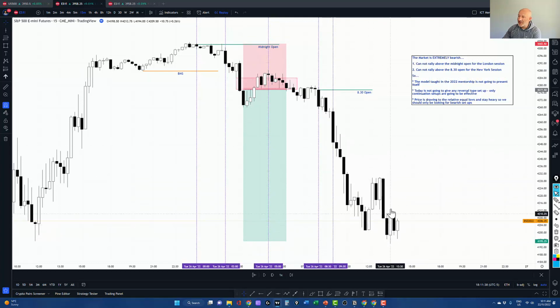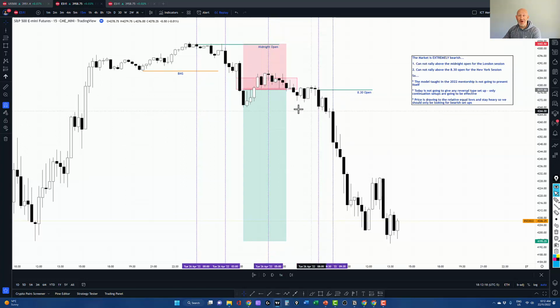It's just continuously falling over the session. We do get a little bit of consolidation here around the lunchtime part of New York before the market starts to trail off again afterwards. And so what this tells us is that the market in this particular session is extremely bearish. We get no due to swing above the midnight open. And then again, when the 8:30 open comes, we don't get any due to swing there either. The market just continuously sells off as each of those opens occurs. And so what this means is that the mentorship model is not going to be present in these sessions.